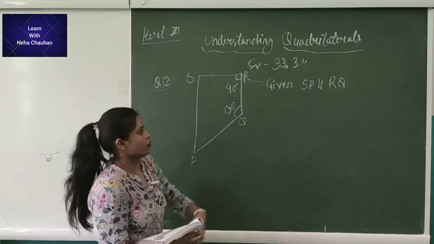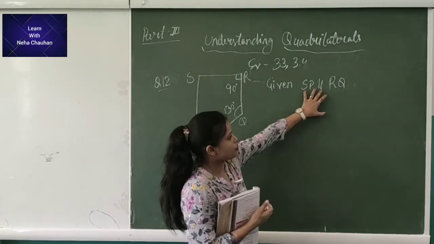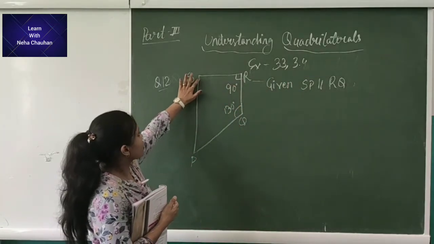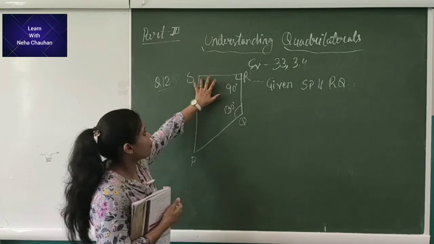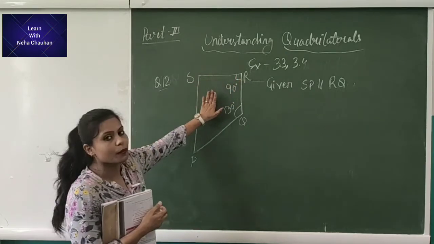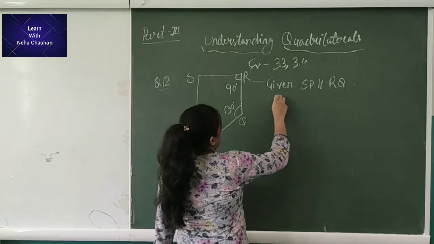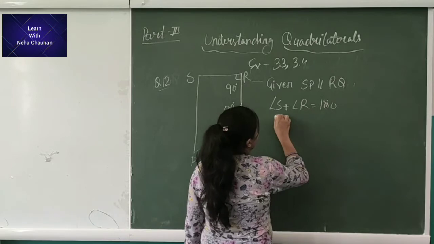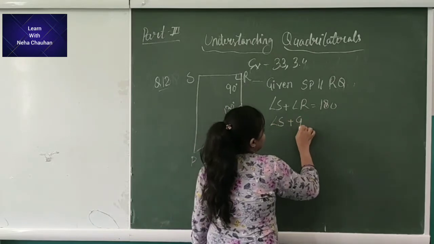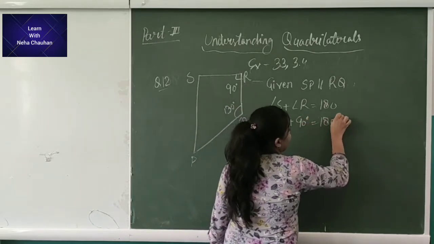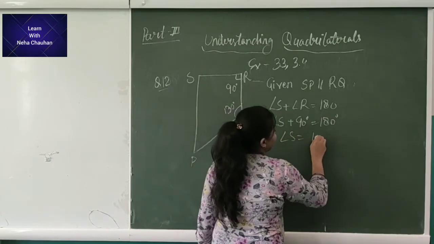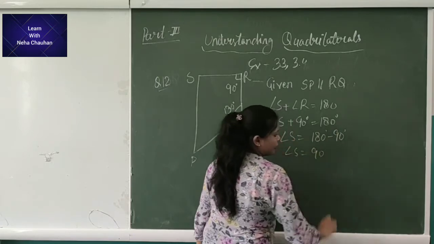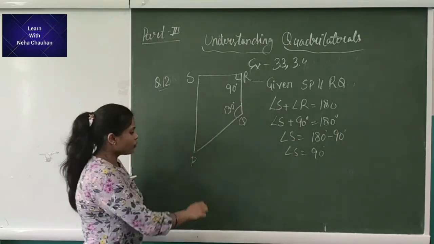So, as we are given that SP is parallel to RQ, we can apply a property, that is the sum of the interior angles between the two parallel lines is 180 degrees. That is angle S plus angle R is equal to 180 degrees. So, we do not know about the angle S, angle R is 90 degrees, right. So, angle S will be 180 degrees minus 90 degrees, angle S will be 90 degrees, right.